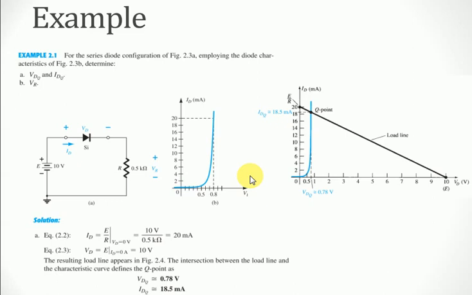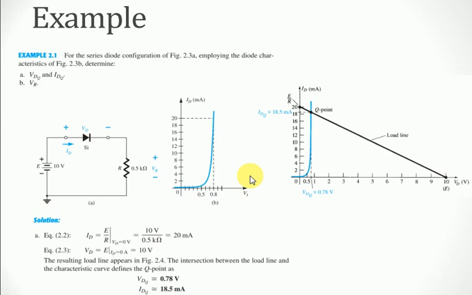While VD is equal to E when ID is equal to 0, so simply VD is equal to 10 volt. So the resulting load line appears in the figure. First of all, we will see the intersection point. Where will the intersection point be?